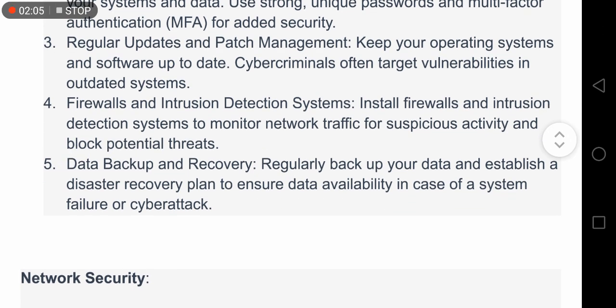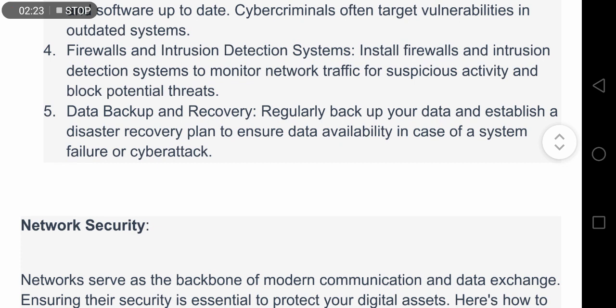Number 3. Regular updates and patch management. Keep your operating systems and software up to date. Cybercriminals often target vulnerabilities in outdated systems. Number 4. Firewalls and intrusion detection systems. Install firewalls and intrusion detection systems to monitor network traffic for suspicious activity and block potential threats.